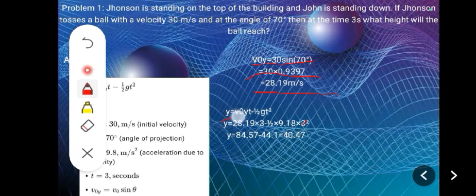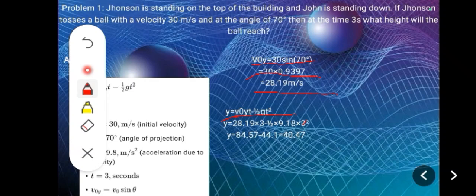So we follow the formula. It is direct substitution. Our initial velocity 28.19 times 3, which is the time, minus 1/2 times 9.8 times 3 squared. So t squared is the time squared. So direct substitution only.